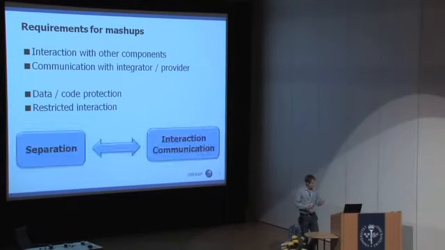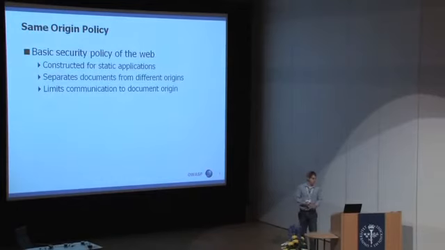So these requirements are quite conflicting. On the one hand, we have separation, so we have the need to separate components from each other. And we have the need to achieve interaction and communication, which kind of breaks this separation. So finding a good balance is important, and basically ensuring that this balance can be enabled in a secure way is even more important. But before we get to that, a bit about the same origin policy, of which you probably already know, but which is a basic cornerstone of web security.